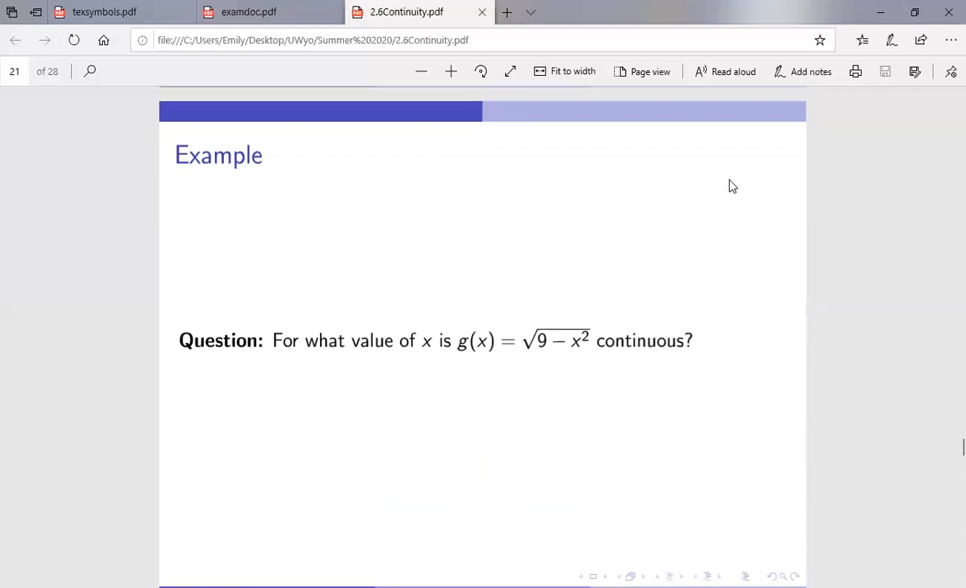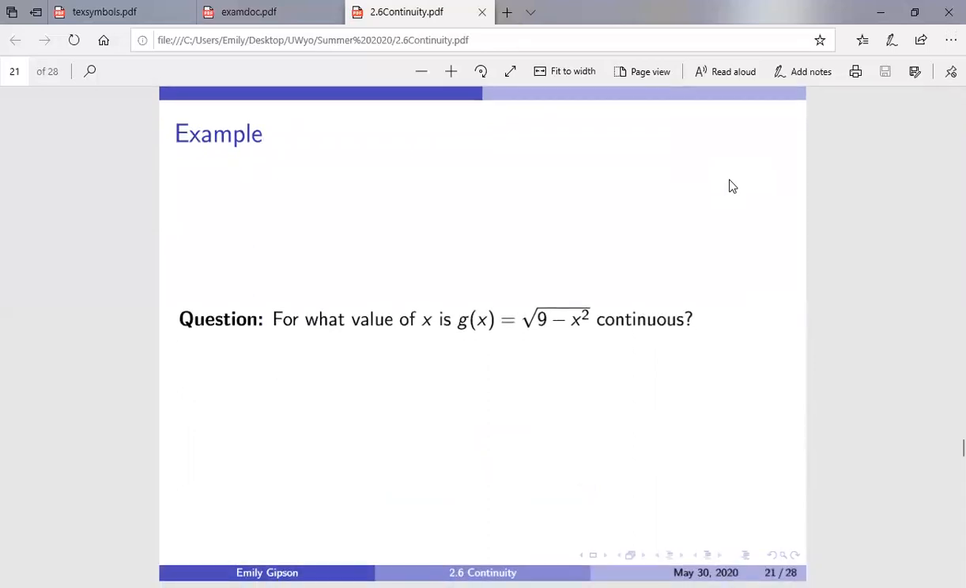Question 1, for what value of x is g of x equals the square root of 9 minus x squared continuous? Just like all the others, go ahead and take a pause, work on this as best you can, and then come back for the answer.